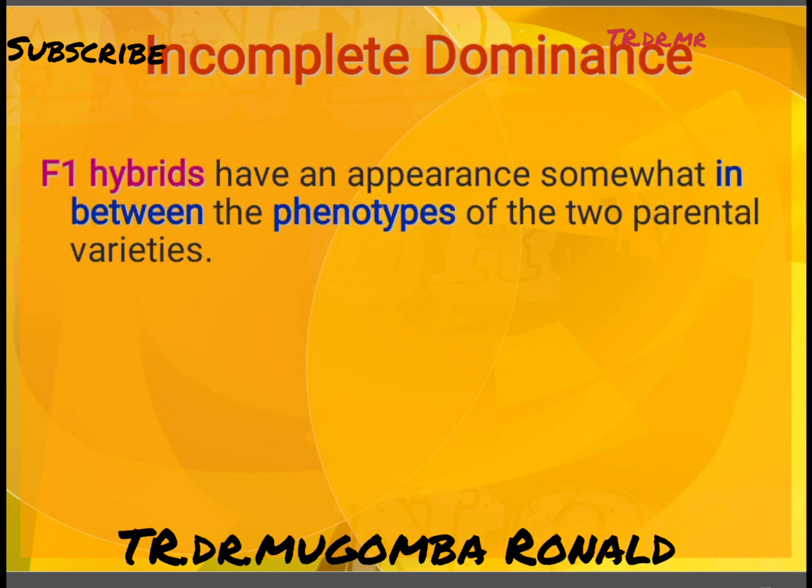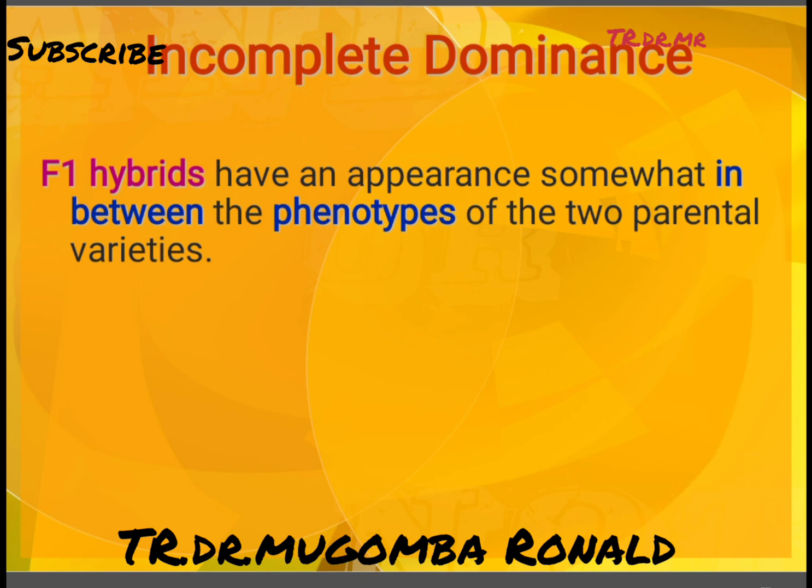Now, in incomplete dominance, the F1 hybrid has an appearance somewhat in between the two phenotypes, and it is more to a given character than the other. That is why they say incomplete dominance. One of the genes tries to incompletely dominate over the other. Take an example, as we are going to see.